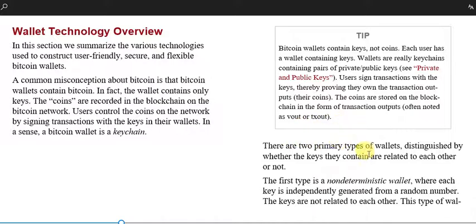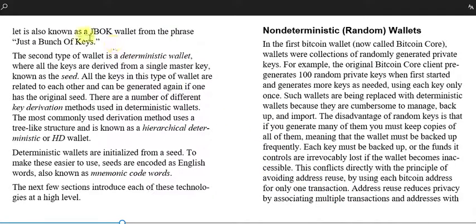There are two primary types of wallets, distinguished by whether the keys they contain are related to each other or not. The first type is a non-deterministic wallet, where each key is independently generated from a random number. The keys are not related to each other. This type of wallet is also known as a JBOK wallet from the phrase just a bunch of keys. The second type of wallet is a deterministic wallet, where all the keys are derived from a single master key, known as the seed. All the keys in this type of wallet are related to each other and can be generated again if one has the original seed.